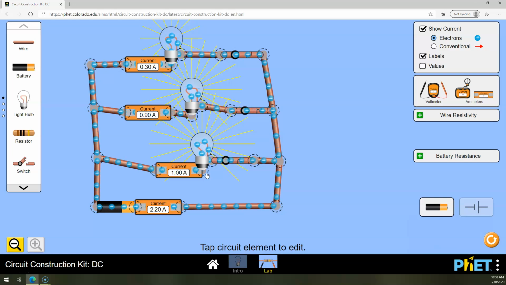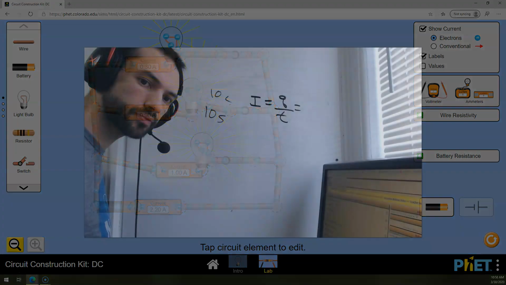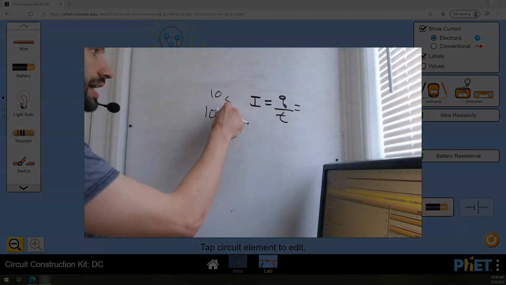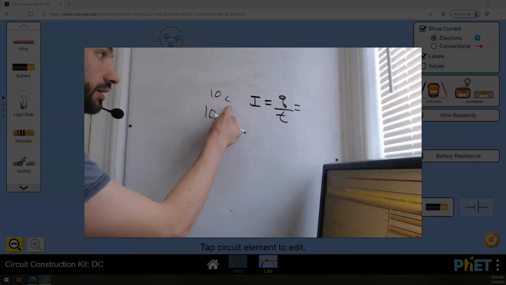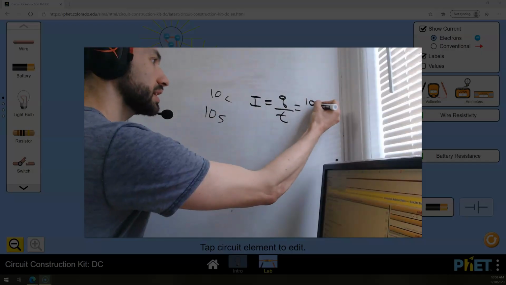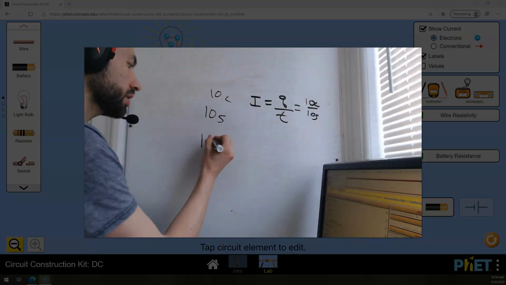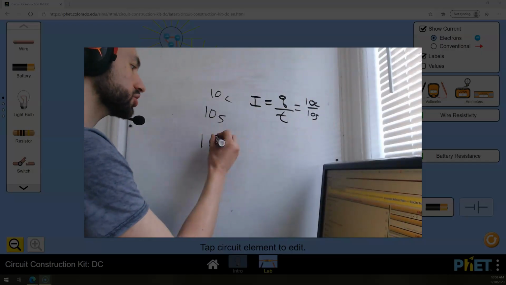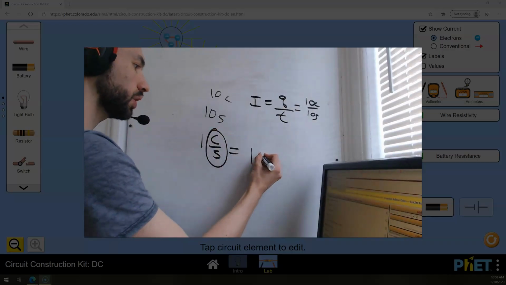So in this scenario, oh, I've been writing on the board and I did not switch back to the board. Sorry about that. Okay, I used a stopwatch. I found out that 10 coulombs went by in 10 seconds. So I take 10 coulombs and I divide by 10 seconds. And what do you know? I get 1 coulomb per second, which a coulomb per second is 1 amp.